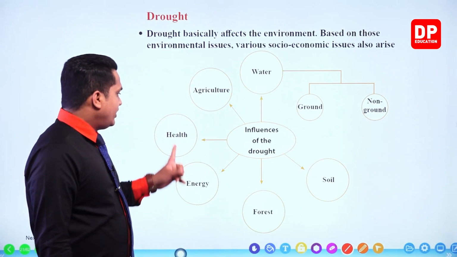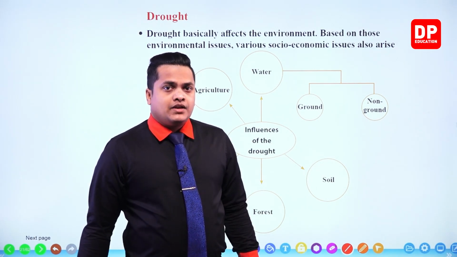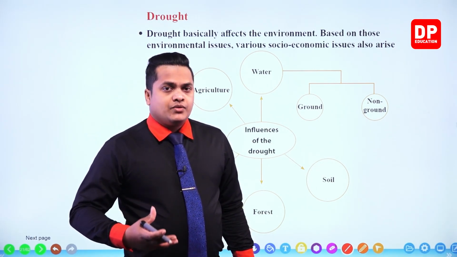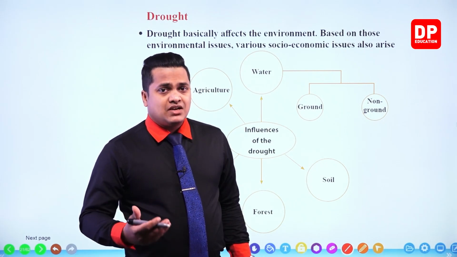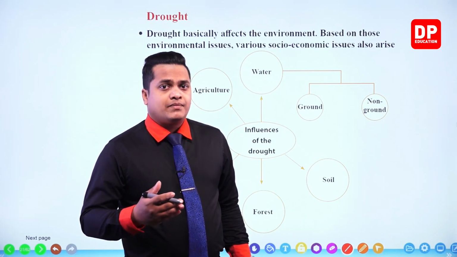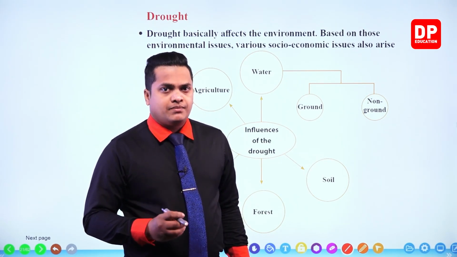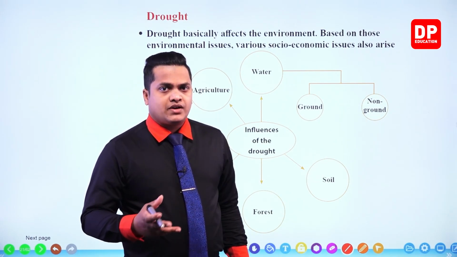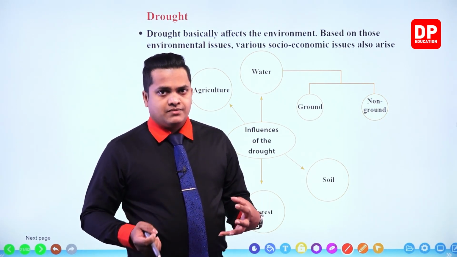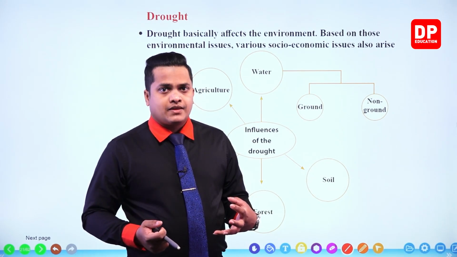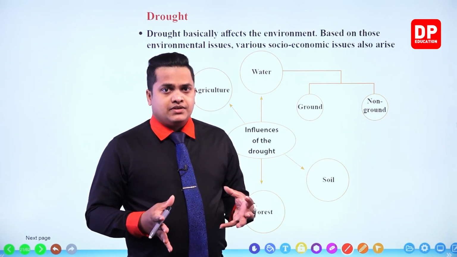Then health. Drought is creating several health issues. Now you know that when people are going to die because of lack of water, when animals are going to die because of lack of water, when the plants are going to die because of lack of water, several diseases are going to spread among the people. Definitely diseases are going to spread among the people.